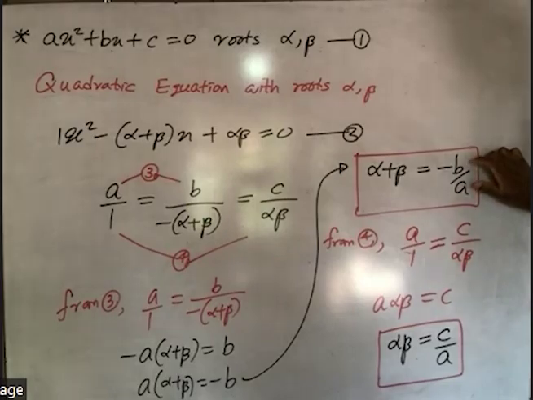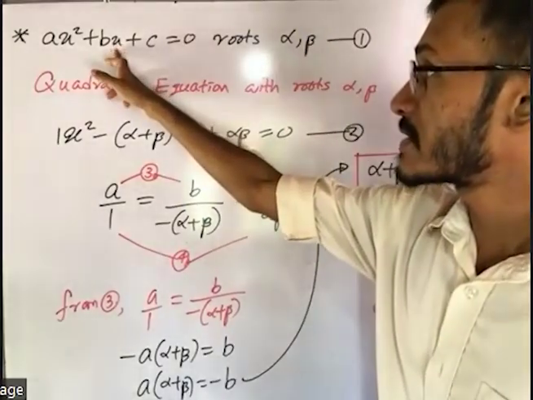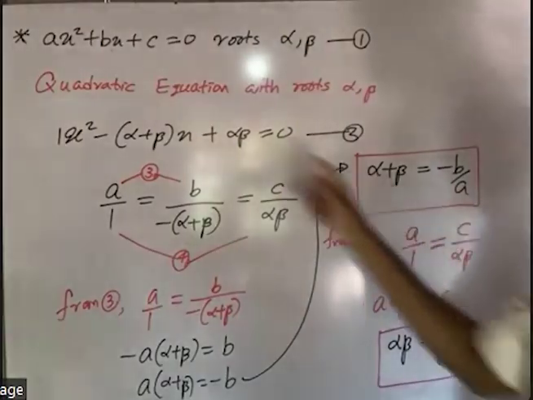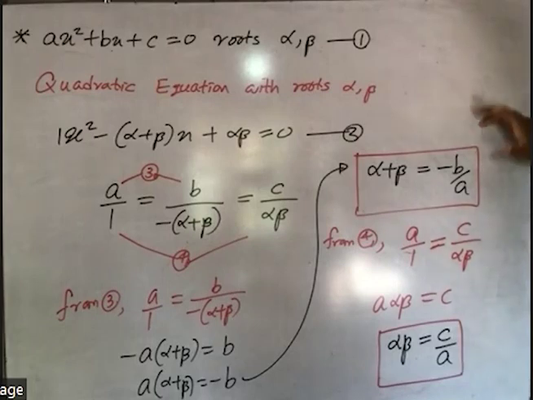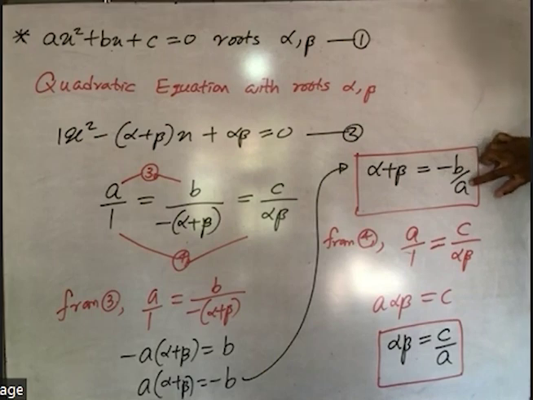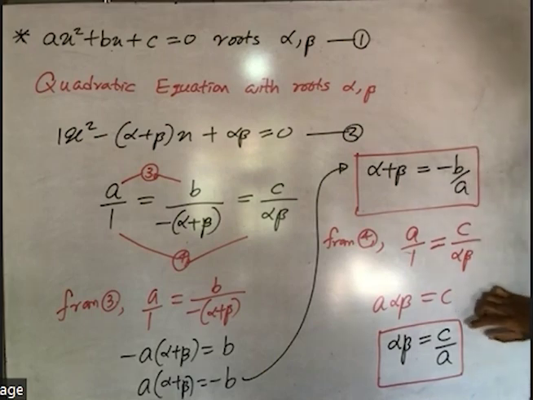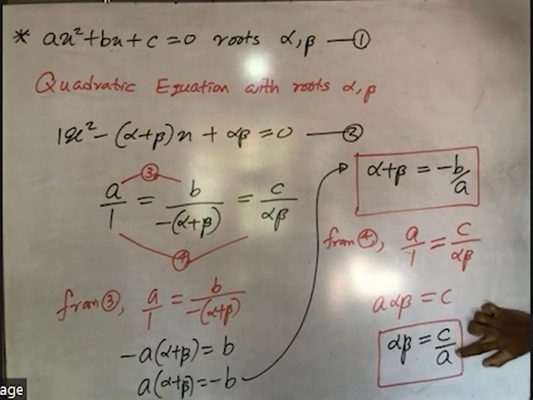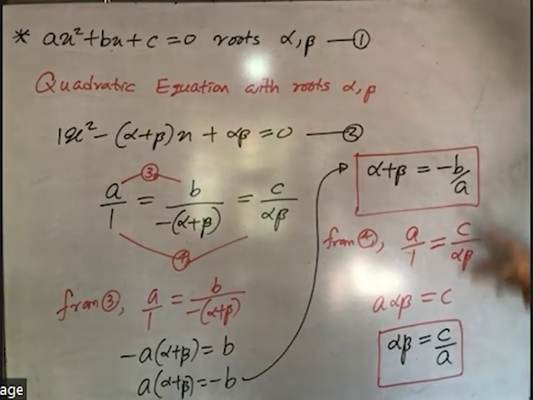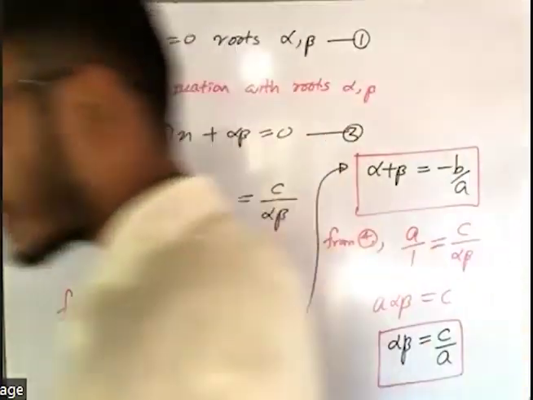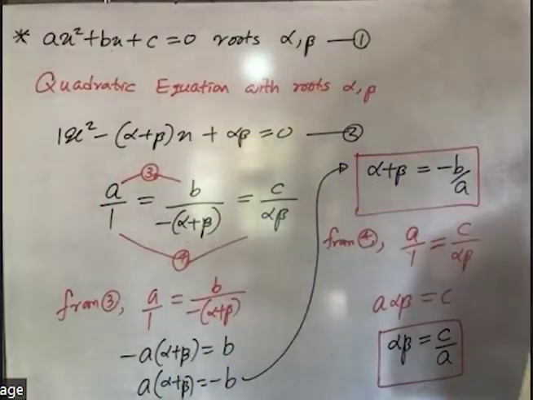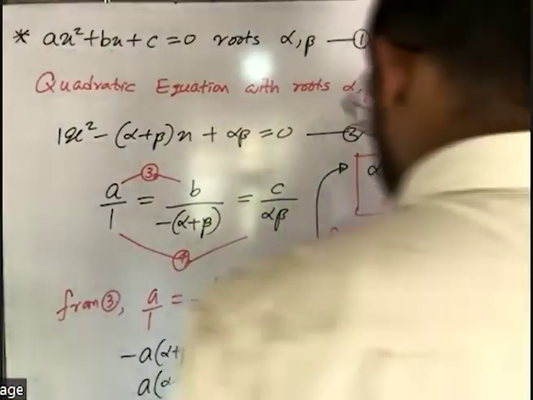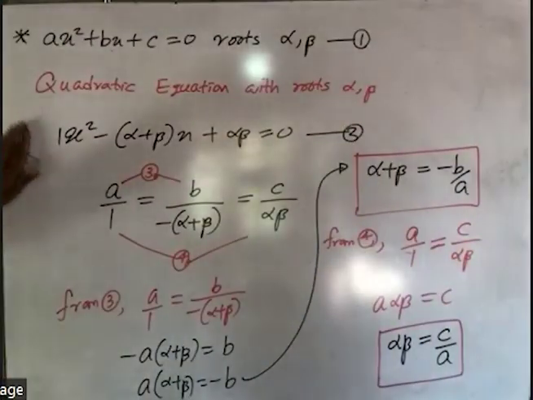If you take this quadratic equation, b is the coefficient of x term, a is the coefficient of x square term, and c is the constant term. So we can directly say that sum of roots equal to minus coefficient of x term divided by coefficient of x square term, and the product of roots equal to constant term divided by coefficient of x square term, right? So these are the standard results. I think this is clear, right?